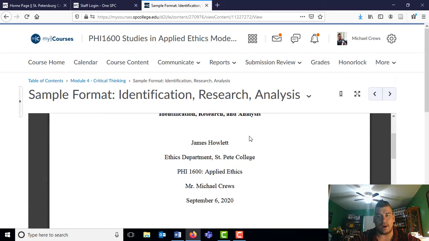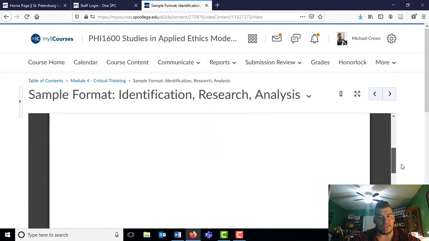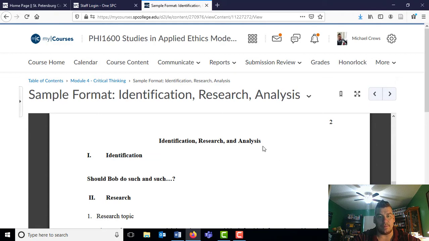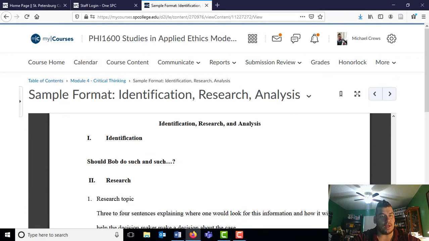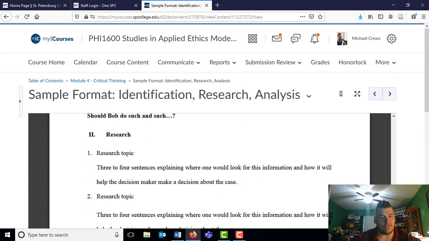We got our title page requirements. We have the title again on the second page. People are missing that. And I want you to follow this format. A number 1, Roman numeral 1, right? Roman numeral. Identification. Go down. Bolded sentence. Should Bob do such and such? Okay, space. 2, research. A list of 3.